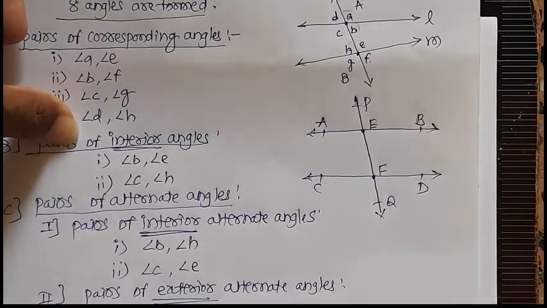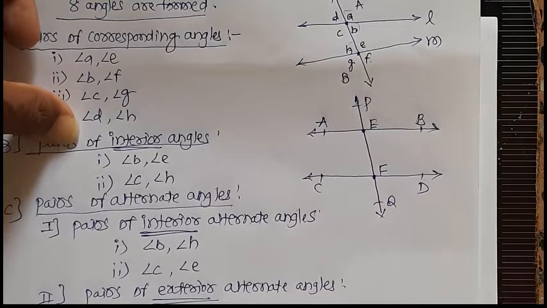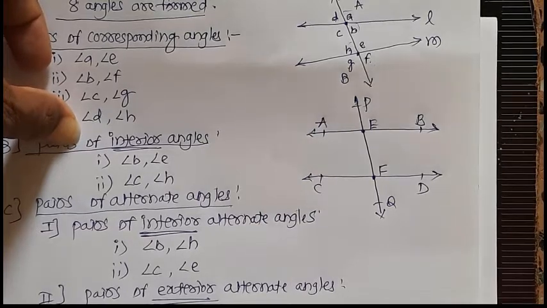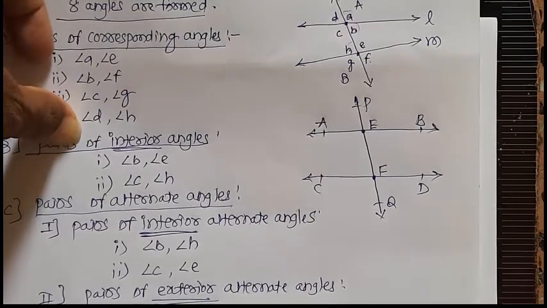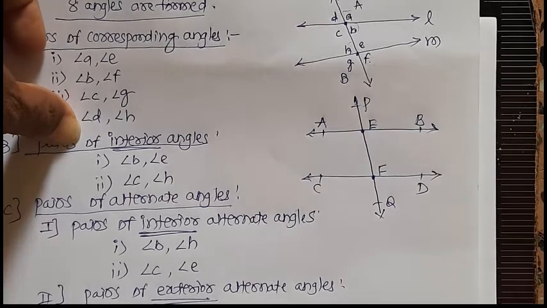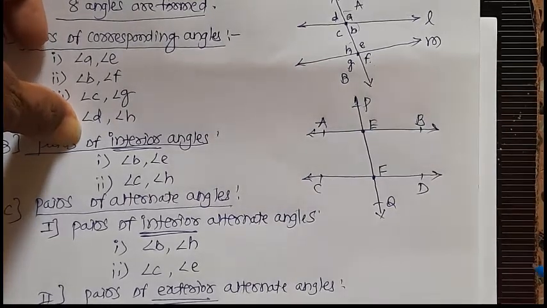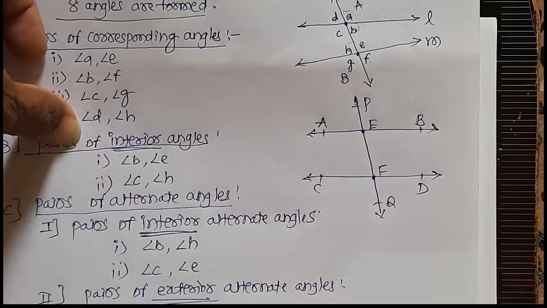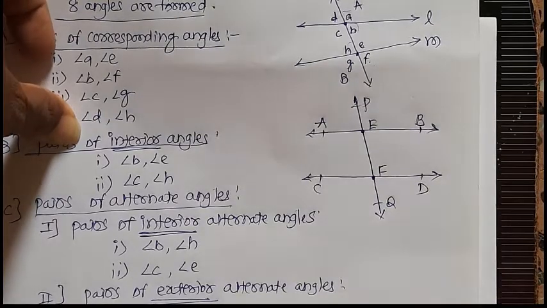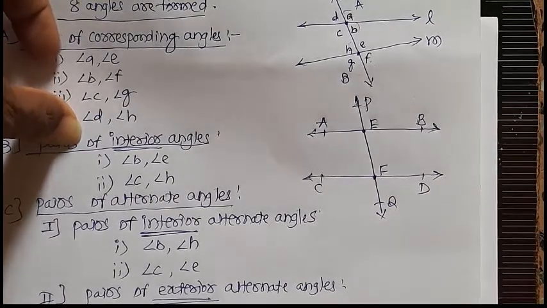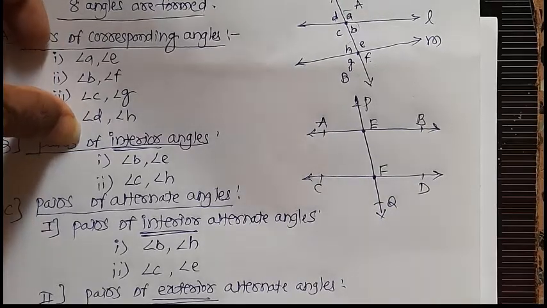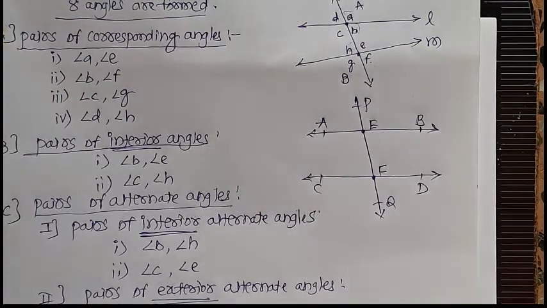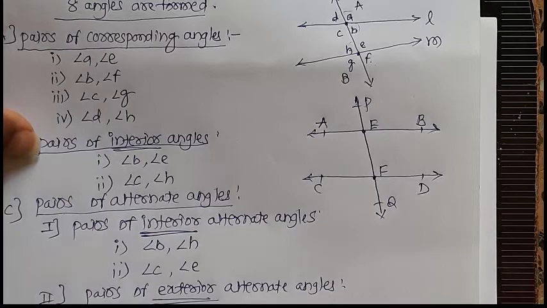So we are asked to write the pairs of corresponding angles, the pairs of interior angles, and the pairs of alternate angles. This is also asked for 2 or 3 marks in your examination. So we write the pairs. There are 4 pairs of corresponding angles, then 2 pairs of interior angles and 4 pairs of alternate angles. In that, 2 are interior alternate angles and 2 are exterior alternate angles. So these are the pairs of angles formed by two lines and their transversal.